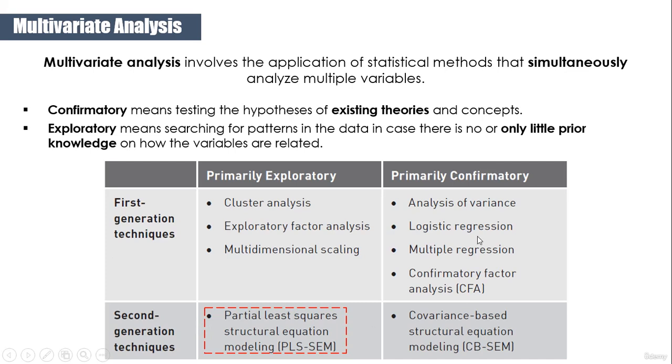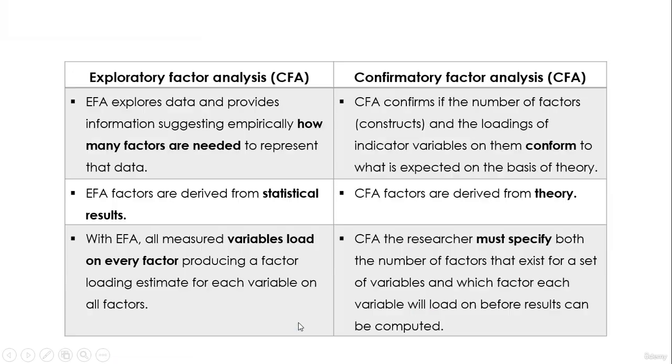For confirmatory analysis, we used to apply techniques such as ANOVA, logistic regression, and multiple regression. And for the second generation techniques, we apply covariance based structural equation modeling, which is called CB-SEM in short. We basically use the AMOS software for CB-SEM, and for PLS-SEM we use SmartPLS. And nowadays in SmartPLS 4, the CB-SEM technique can also be applied. So I think it helps.